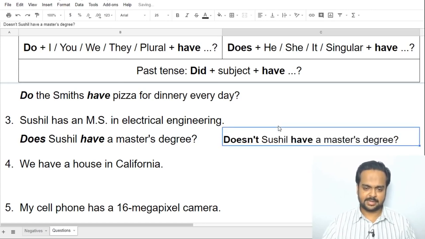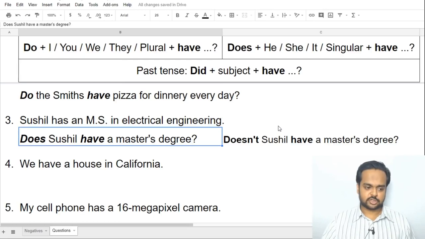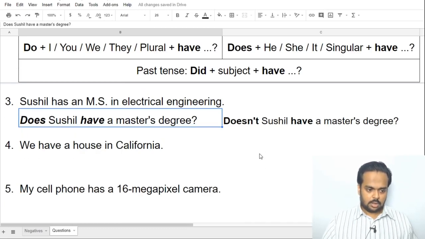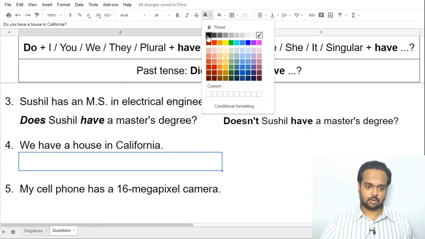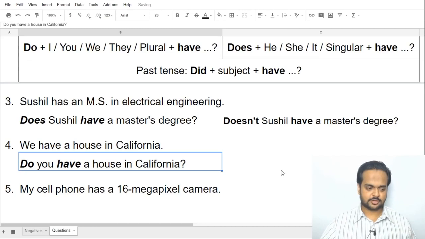I'm just showing you these negative sentences so you know how to make them, but it's not overly important because these types of negative sentences are not as common in speech as are positive questions. We have a house in California. You make that a negative or a question. I keep saying negative when I mean question. Do you have a house in California?